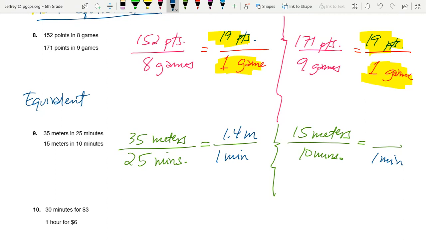M means meters. So 15 meters in 10 minutes. If we divide 15 divided by 10, that should give us exactly 1.5 meters in 1 minute. Now, are the rates the same? No, they're not. In 1 minute, one rate has a unit rate of 1.4 meters in 1 minute, and the other one has a unit rate of 1.5 meters in 1 minute. So with the same number of minutes, one is less than the other. So these two are not equivalent.